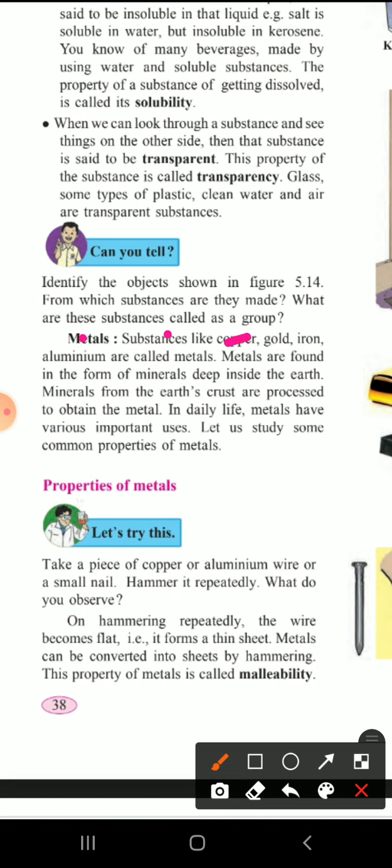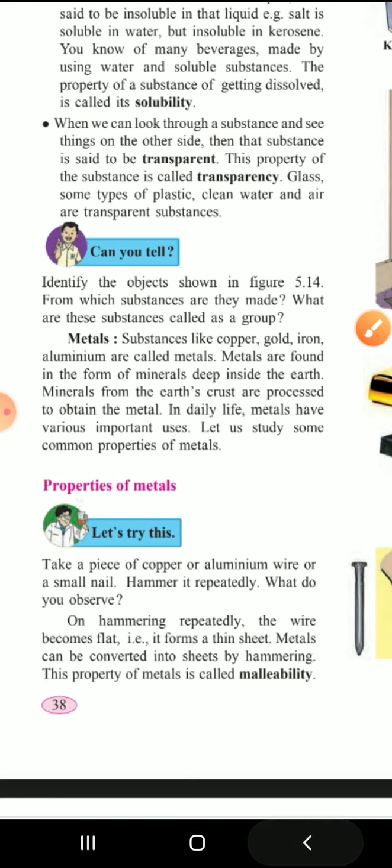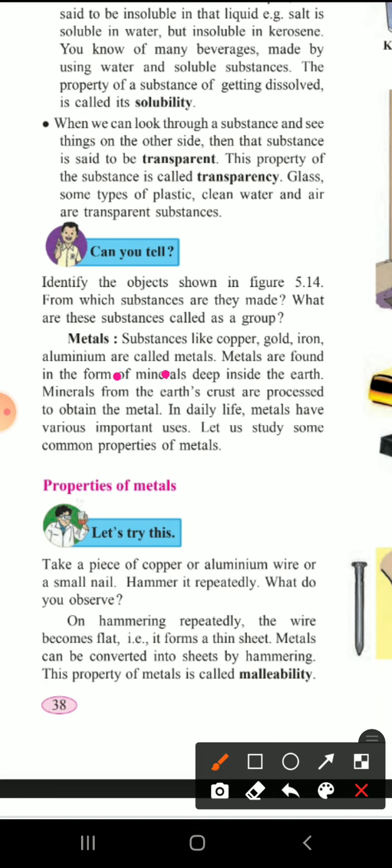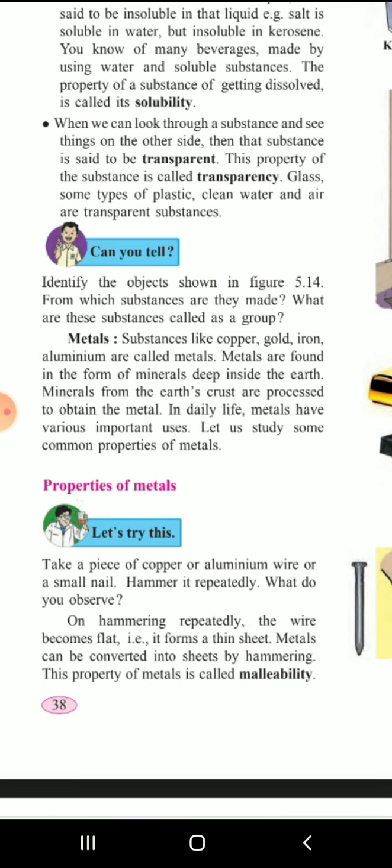Metal substances like copper, gold, iron, aluminum are called metals. Metals are found in the form of minerals deep inside the earth. Minerals from the earth's crust are processed to obtain the metal. In daily life, metals have various important uses. Let us study some common properties.